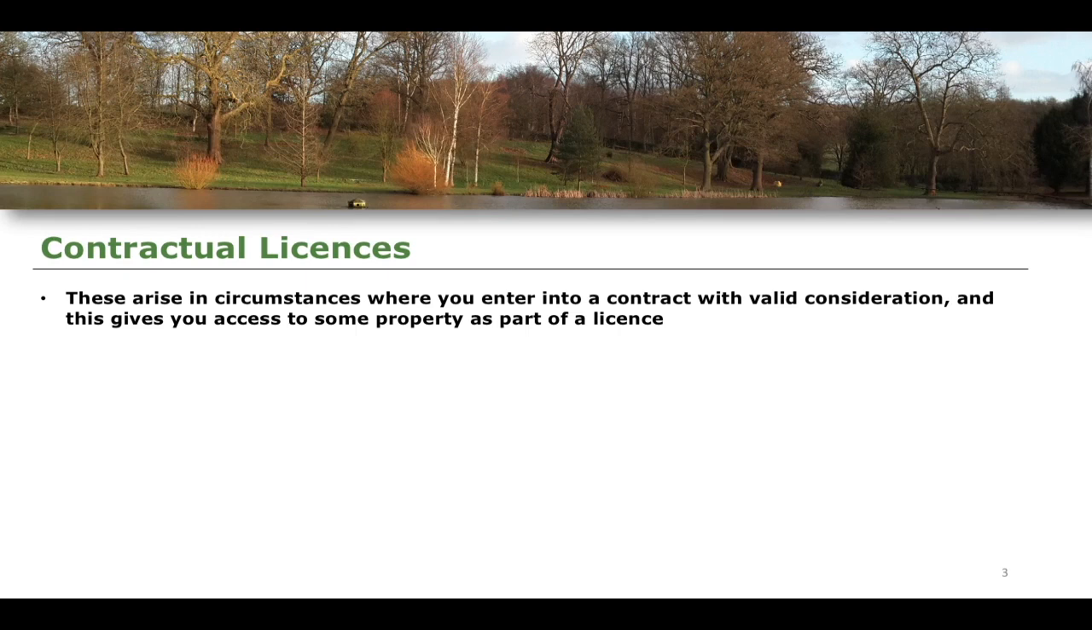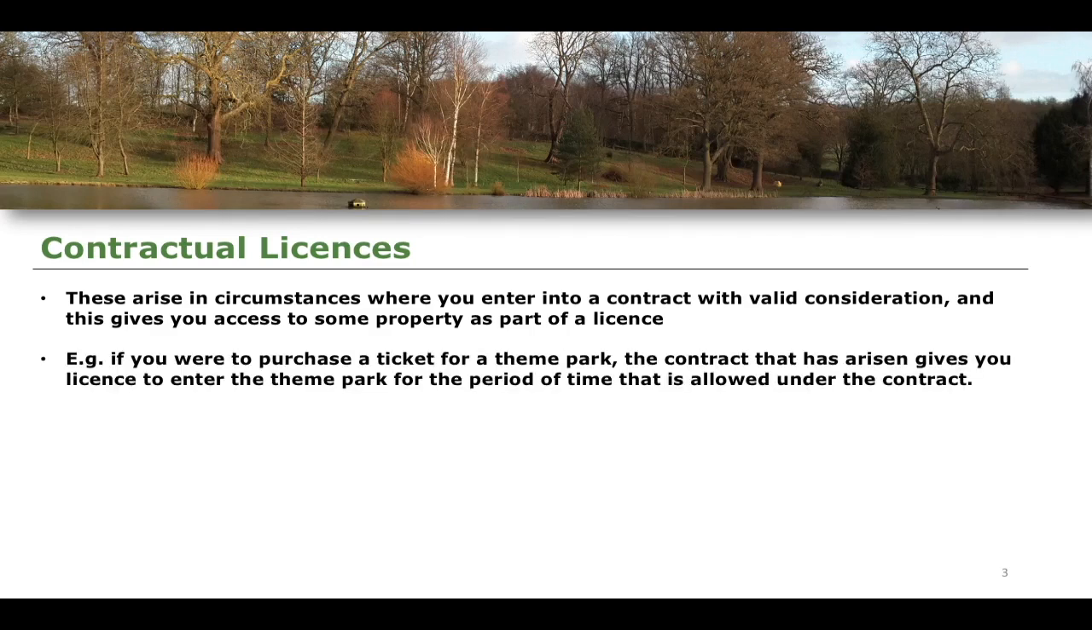This contract has attached to it valid consideration, and this gives you some access to property as part of the license. For example, if I were to purchase a ticket for a theme park, the contract that has been created is the ticket for the theme park, but I also have a license, therefore, to enter into the theme park for the period of time that is allowed under the contract. If I were to purchase a train ticket or a tram ticket, I have license to enter onto a tram or a train for the duration of time that the ticket permits. And so this is the idea of a license which arises out of a contractual arrangement.